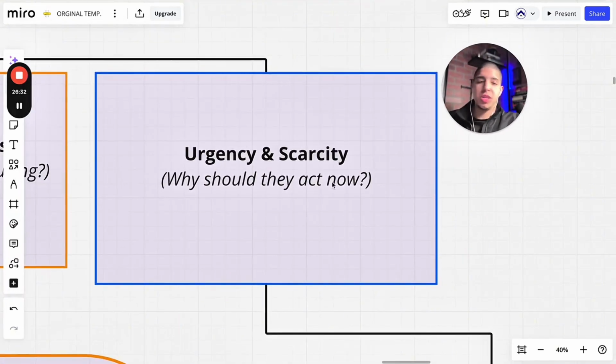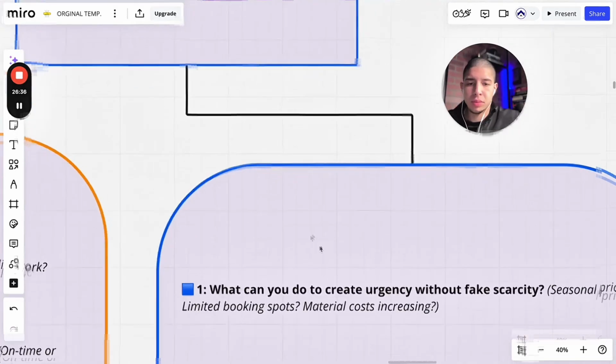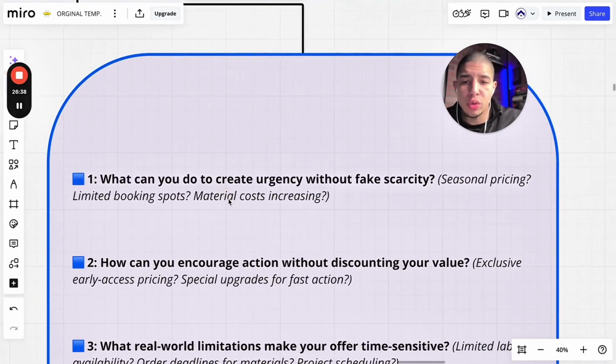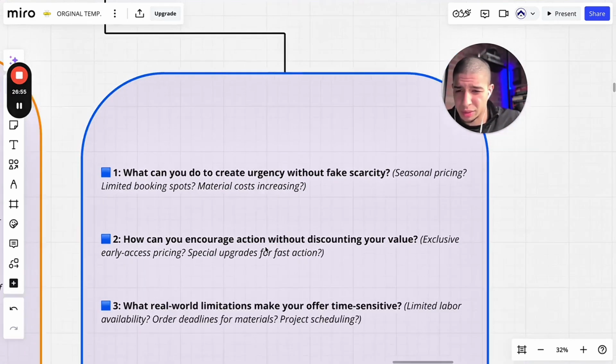Why not push this off for another 2 months? This is a pre-handling objection, by the way. So let's get through it. What can you do to create urgency without fake scarcity? Seasonal pricing. By the way, fake scarcity is the corniest thing you could do. Please don't do fake scarcity. People can read you like a book. Only 3 more people. Please don't ever do that.